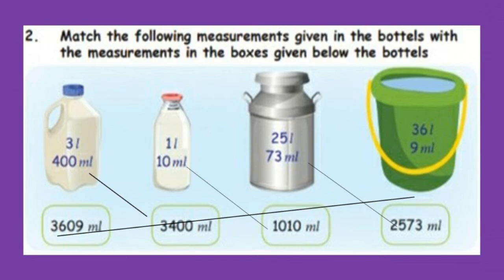1 liter 10 milliliter is equal to 1010 milliliter. 2 liter 573 milliliter, we can get 2573 milliliter. 3 liter 609 milliliter, we can get 3609 milliliter.